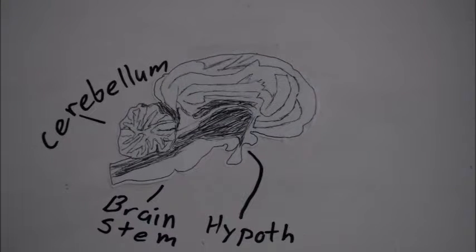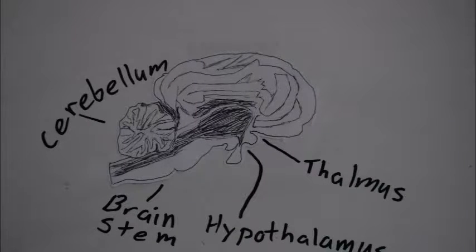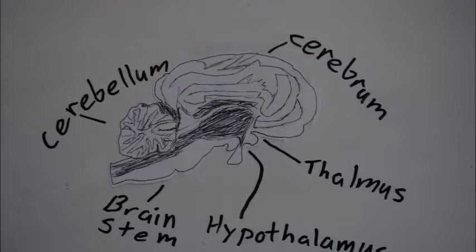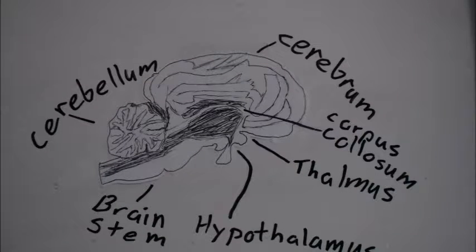The parts of the brain itself include the cerebellum, which controls balance and movement, the hypothalamus, which controls homeostasis, and the thalamus, which makes sure electrical signals go to the right part of the brain, and the cerebrum, which is in charge of higher-level thinking. The cerebrum is divided into two hemispheres, which are held together and communicate via the corpus callosum.